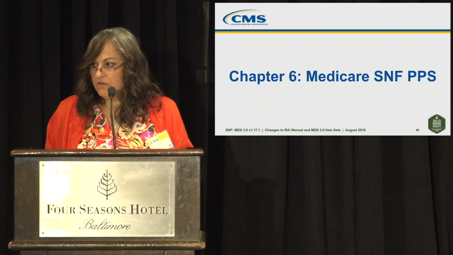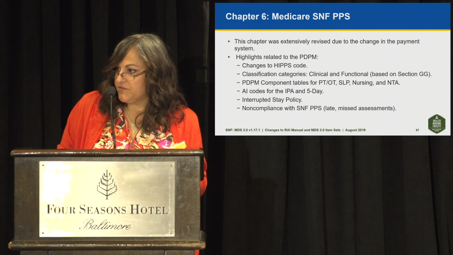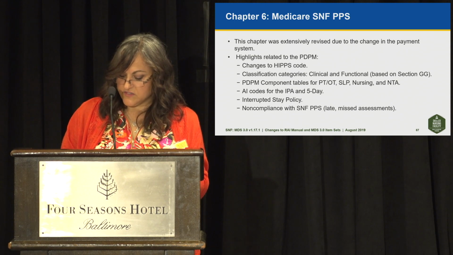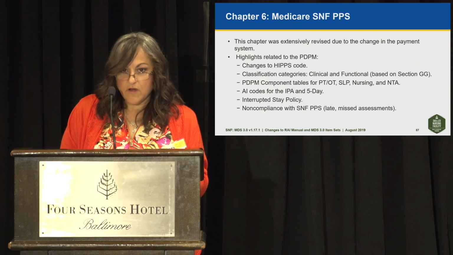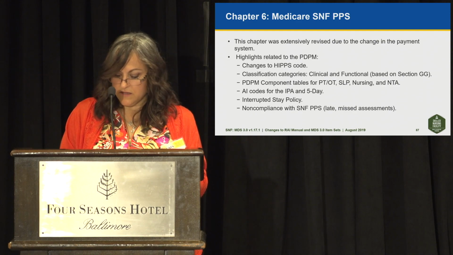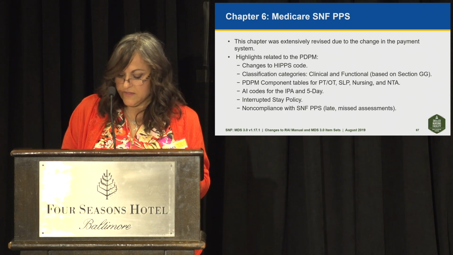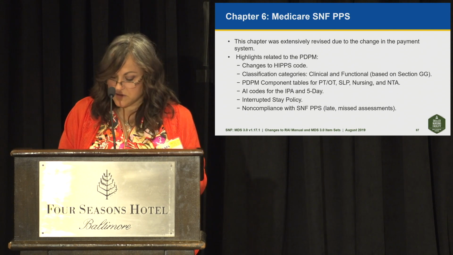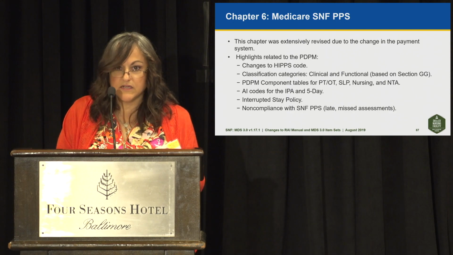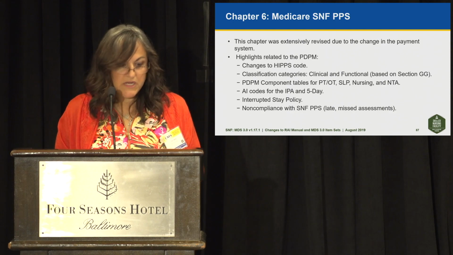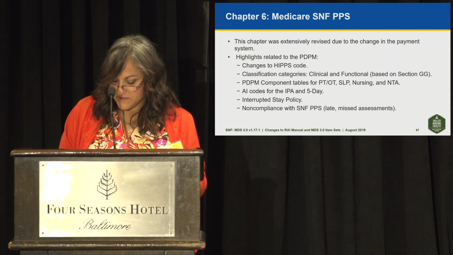And the last chapter we're going to review is Chapter 6. In the change table of Chapter 6, if you've noticed it online, CMS notes that this chapter was extensively revised, obviously due to the changes in the payment system, and that users are highly encouraged to review the chapter in its entirety. So highlights of the changes in this chapter were related to PDPM, and they include the changes to the HIPPS code, which we just covered, changes in the classification categories, clinical and functional, based on Section GG, the addition of the PDPM component tables for the first through the fourth characters of the HIPPS.